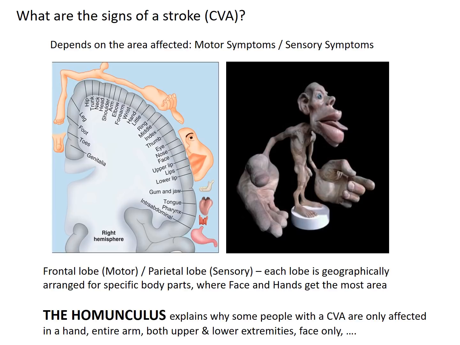So take a look at the homunculus. If our bodies were built like the geography of our brain, that's what we would look like. Okay, that would be kind of creepy, wouldn't it? Everybody walking around like that, kind of be weird, right? So more region of the brain for those more critical areas of the body, particularly hands and face, right?